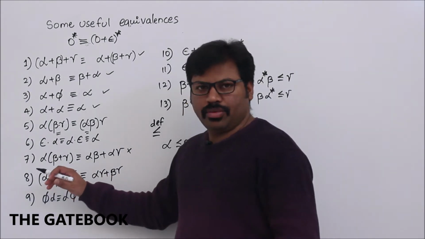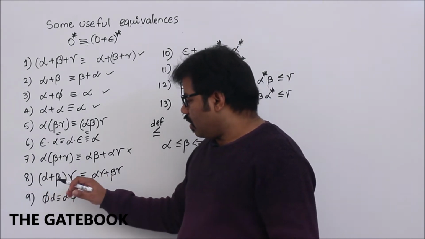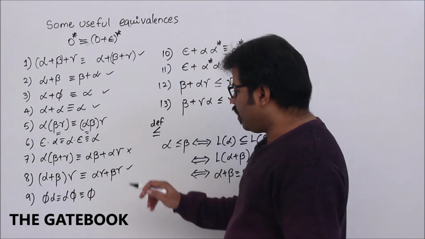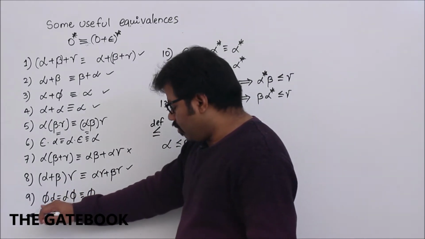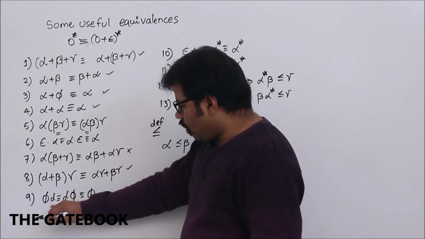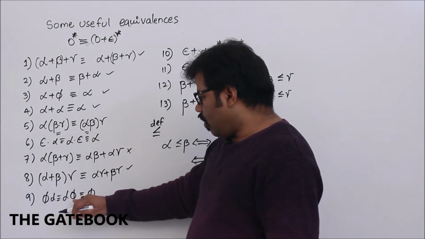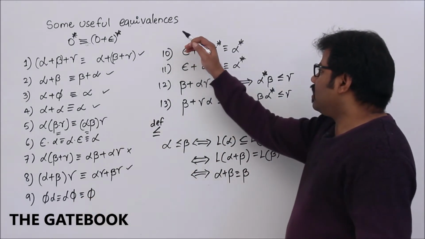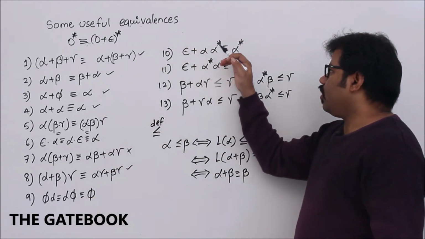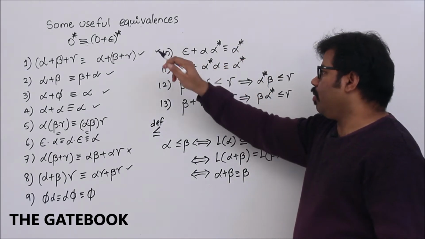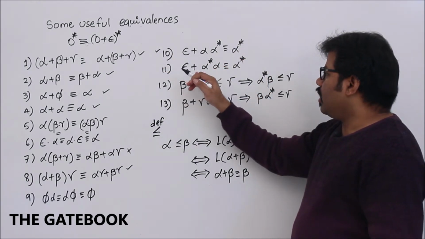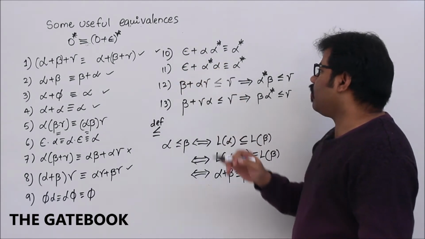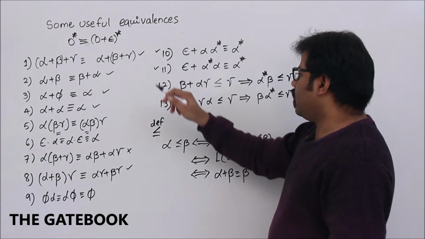So at this moment you will be remembering (alpha plus beta) dot gamma equal to alpha gamma plus beta gamma. You remember it. Now phi, the empty regular expression, dot alpha equal to alpha dot phi, that is equivalent to phi. Now epsilon plus alpha star is equivalent to alpha star. Everything we can prove, you remember, that's it. Phi plus alpha star alpha, sorry, it is epsilon, right? Yeah, epsilon plus alpha star alpha is equal to alpha star.